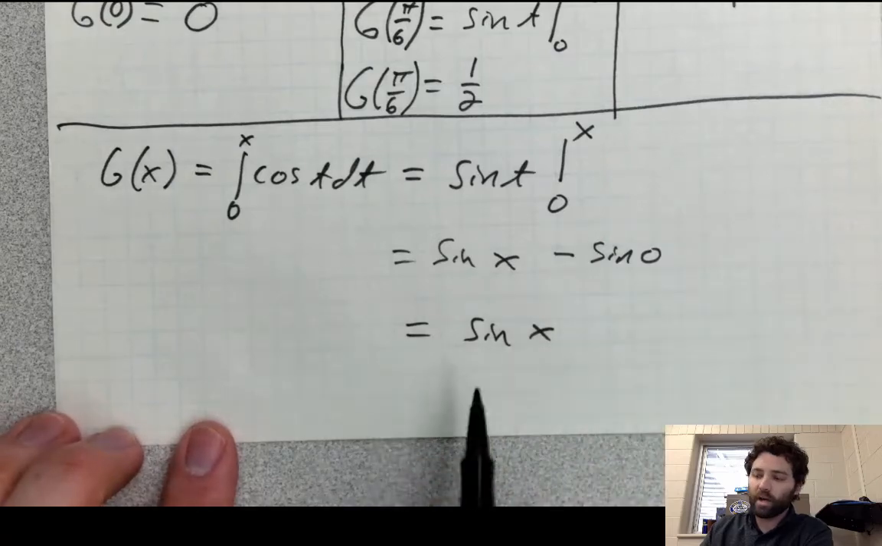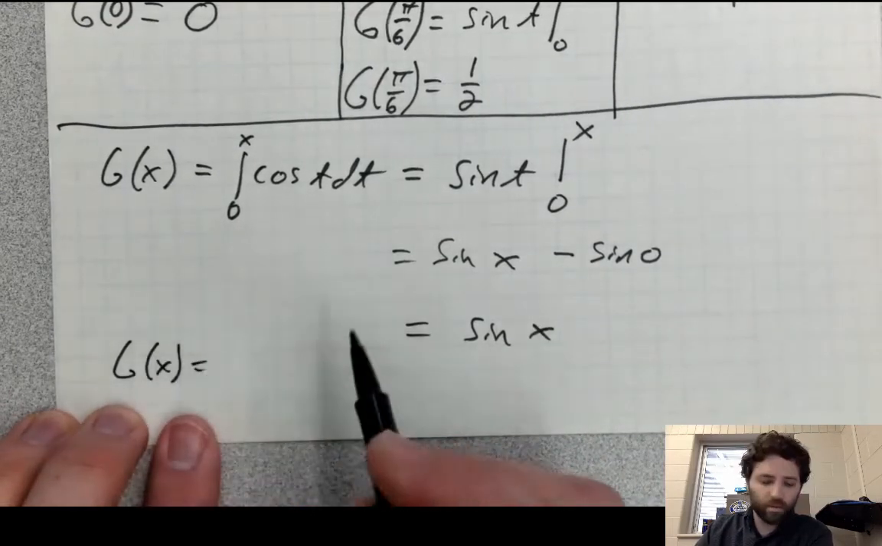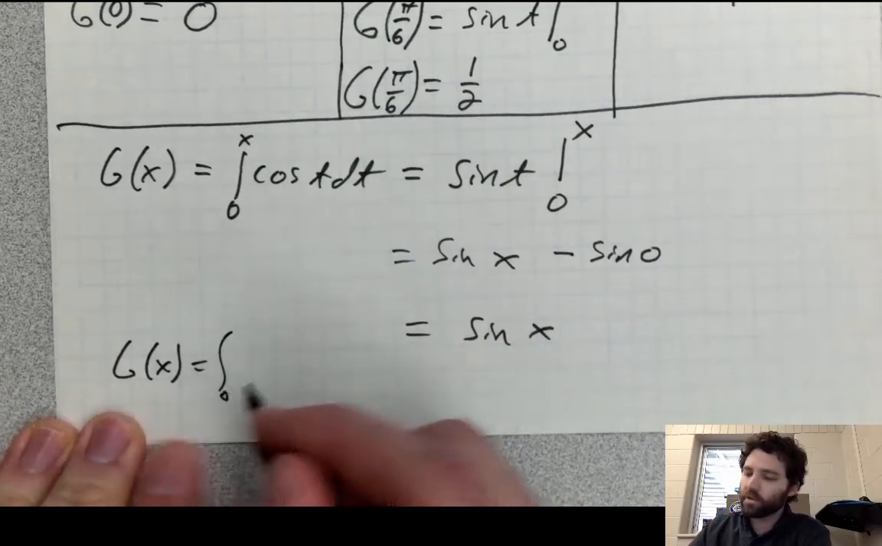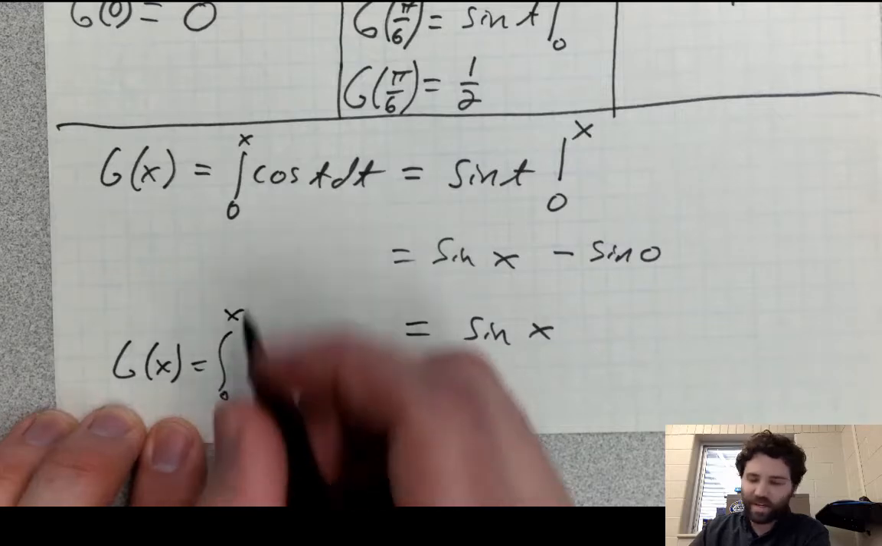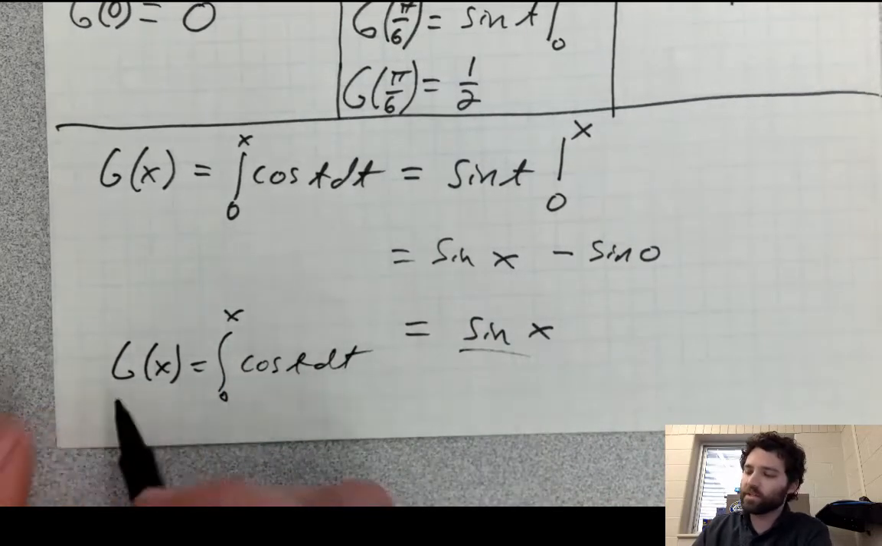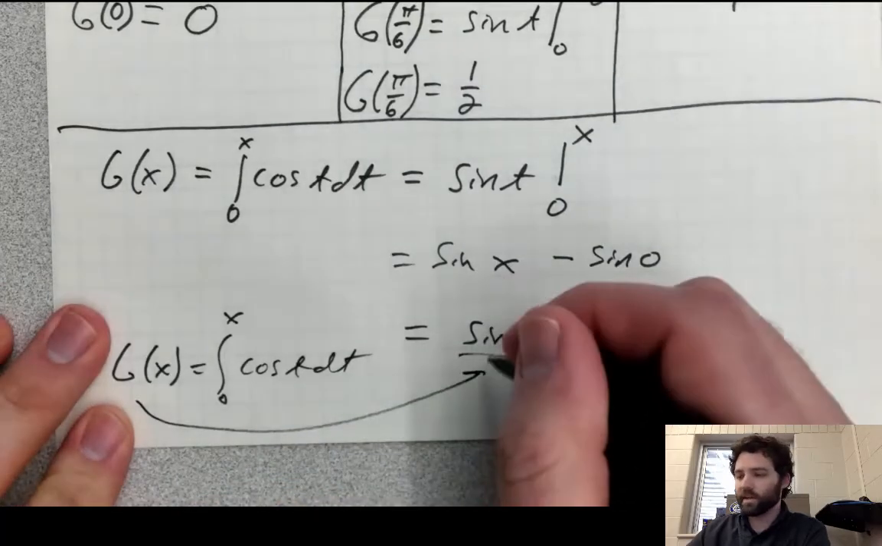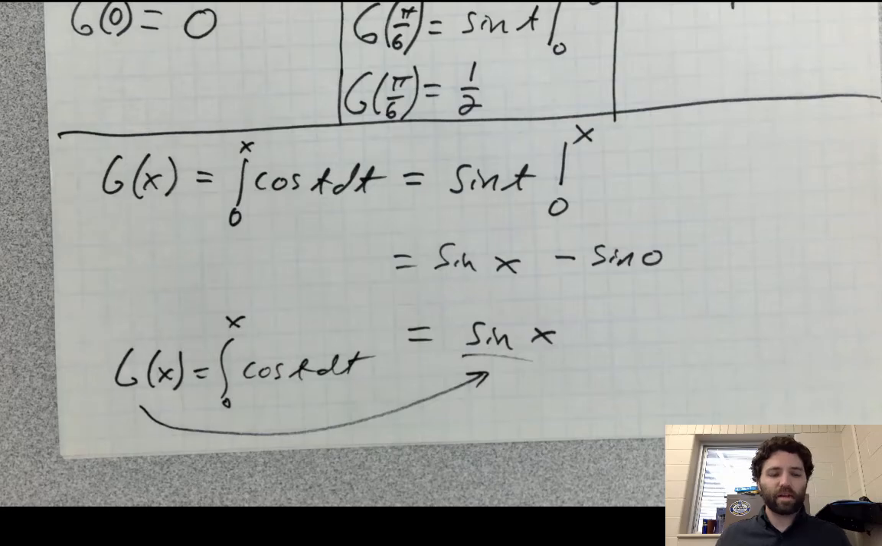So we can then write this, that g of x is equal to the integral from 0 to x of cosine t dt, that's equal to sine of x. In other words, g of x is equal to sine of x. Interesting. All right, let's see if we can play around with that and learn some more about integration and differentiation.